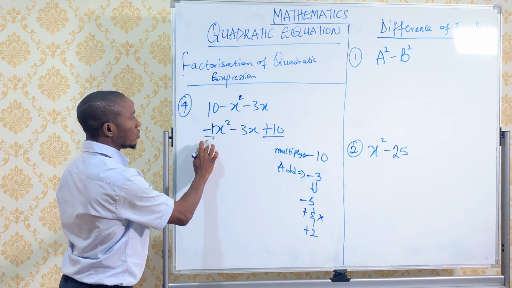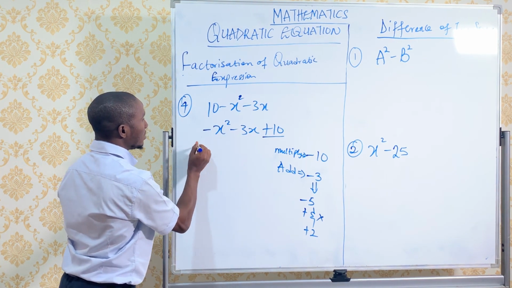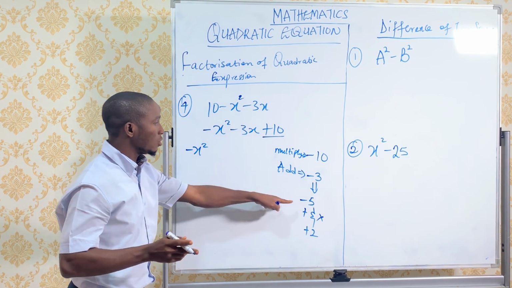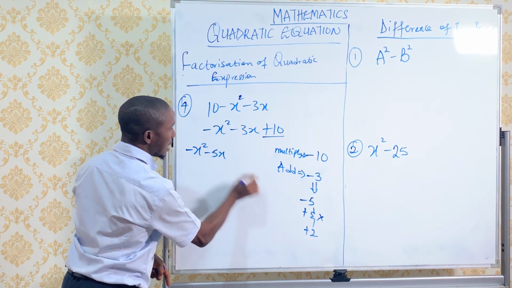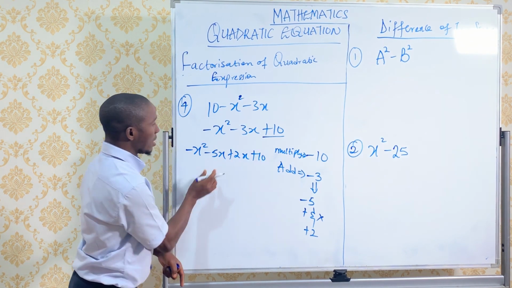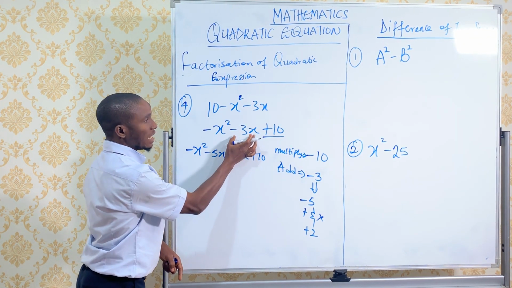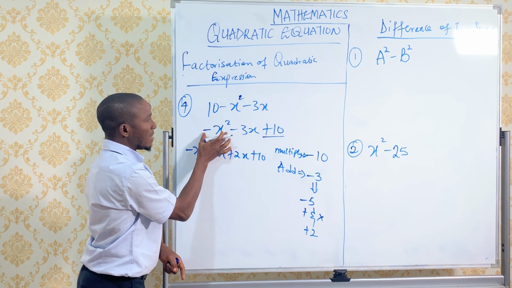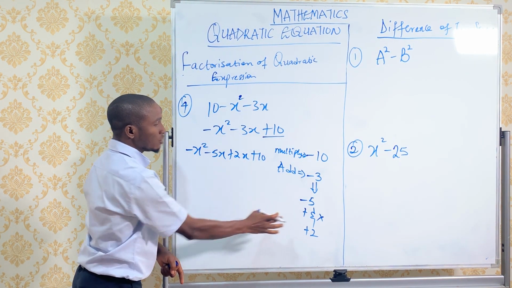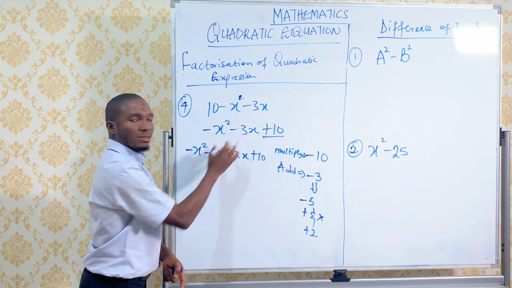We now come back to the equation. We say minus x squared, and instead of minus 3x, we have minus 5x and plus 2x. We now replace that. Then plus 10. Minus 5x plus 2x has replaced minus 3x. Minus x squared remains the same, plus 10 remains the same. Just that the two factors have replaced minus 3x.